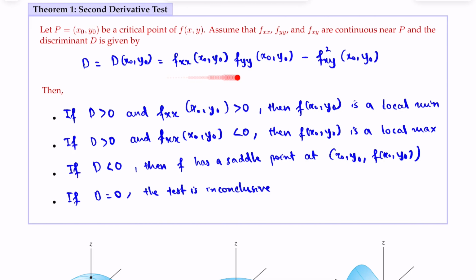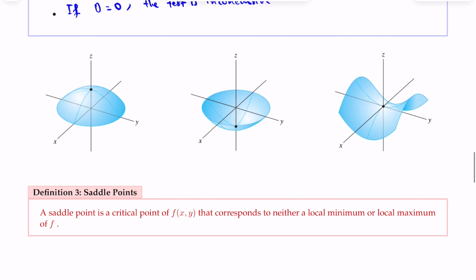And this formula for the discriminant is given to us, but the concept of a saddle point is new to us. So by definition, a saddle point is a critical point of the function f of x y that corresponds to neither a local minimum nor a local maximum of the function. So in this case, when you see these three different graphs, the first graph represents a local maximum.